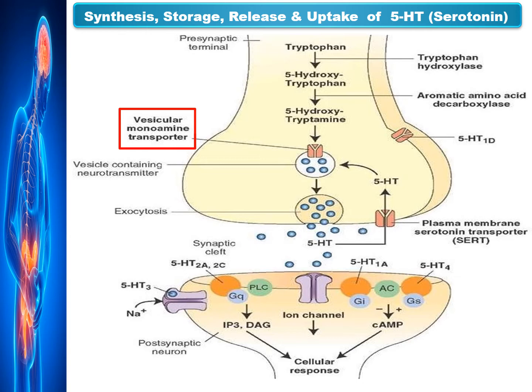Then this released 5-hydroxytryptamine acts on the postsynaptic receptor responsible for the postsynaptic activity that depends on the type of receptor it gets bound to. But in parallel to the release of 5-hydroxytryptamine, the process for its uptake takes place to optimize the release of serotonin and to terminate its action at postsynaptic site.